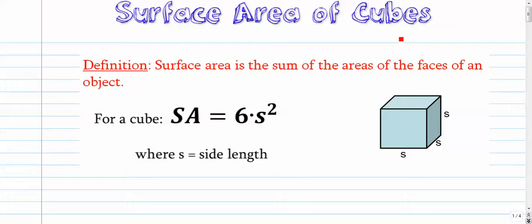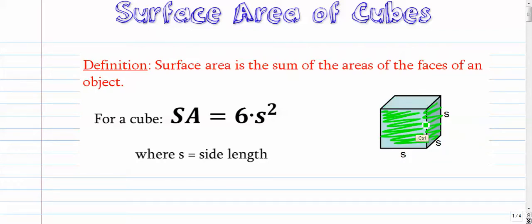Next up, surface area of cubes. As we talked about in our first videos on the surface area of rectangular prisms, the surface area is the sum of the areas of the faces of an object. So what we're looking at is taking the area of this square, and adding it to this, and adding it to this.